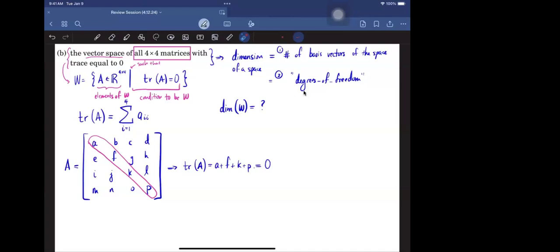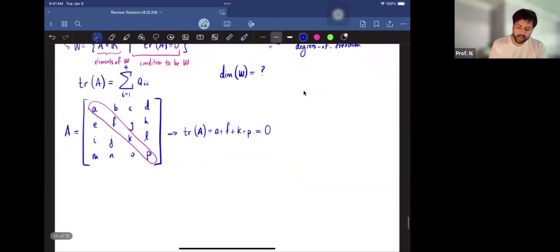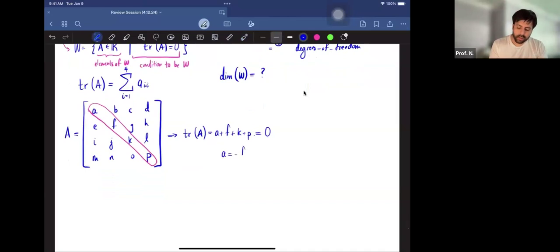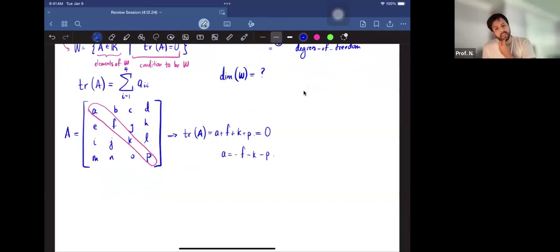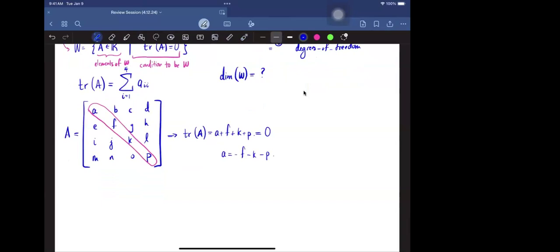If I set the equation like A equals negative F, negative K, negative P. Sure, you can say that. A is equal to negative F, negative K, negative P. Then I have three variables. You have 3 free ones, right? And that's precisely it.